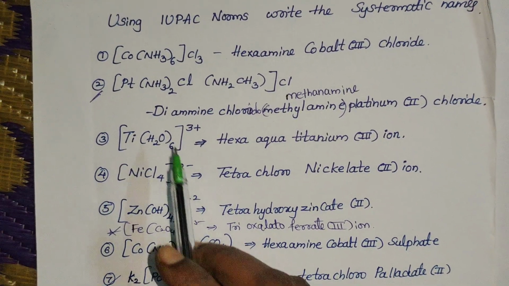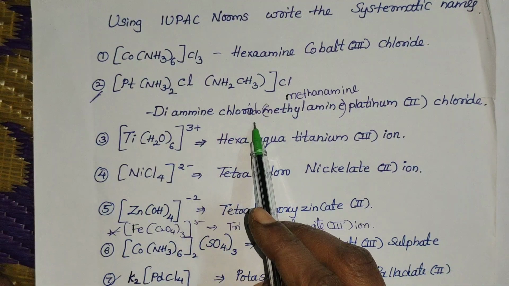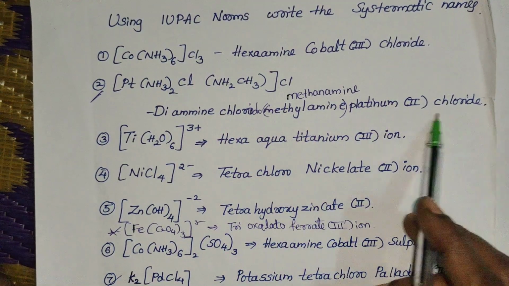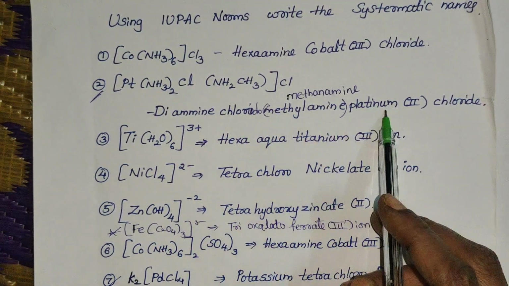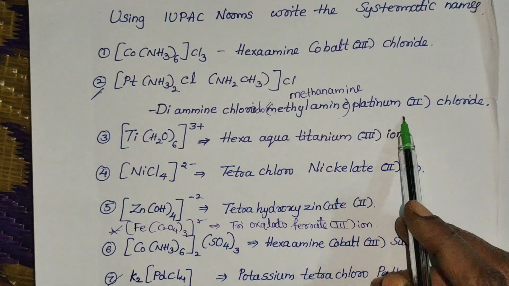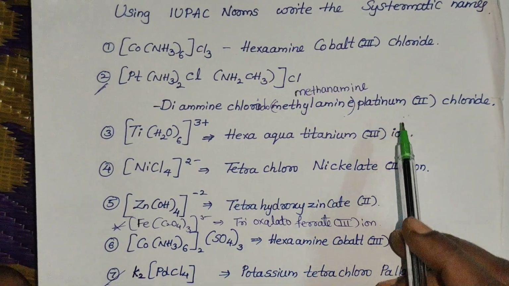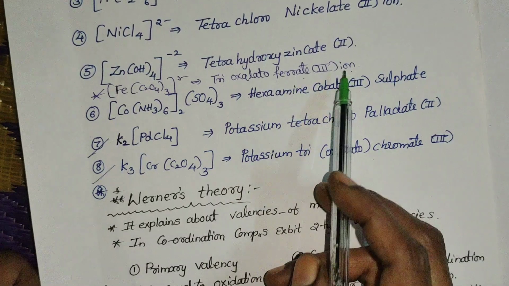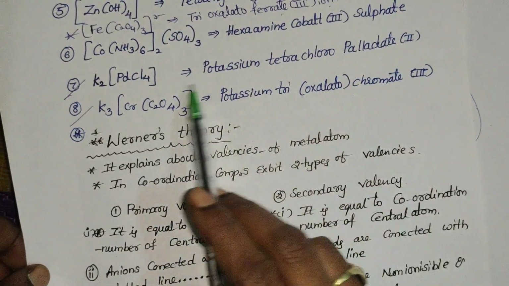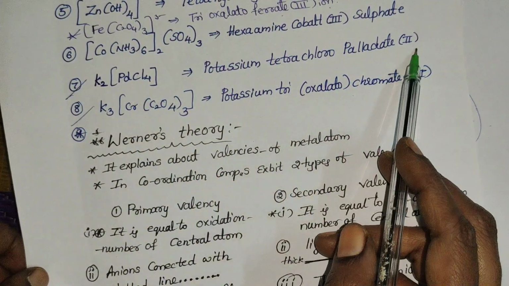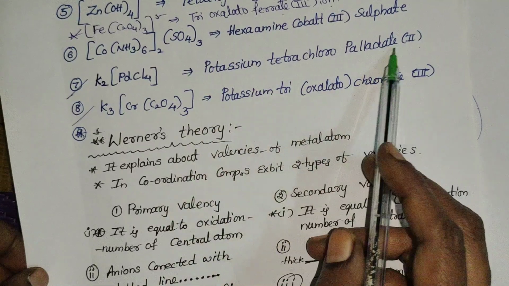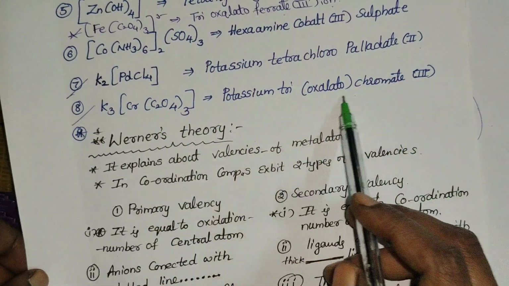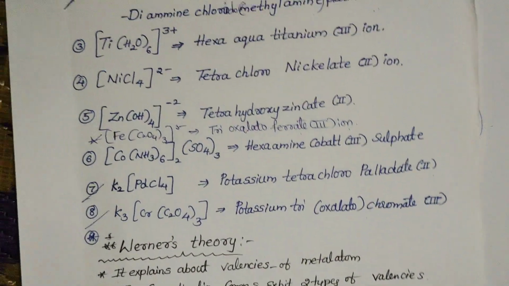And these are the examples once you check, especially diamminechlorido(methanamine)platinum(II) chloride, or else diamminechlorido(methylamine)platinum(II) chloride. Any name, both are correct. Next, another one is the trioxalatoferrate(III) ion. After that, potassium tetrachloropalladate(II). Sorry, now it is a complex, right? Potassium tetrachloropalladate(II). After that, potassium trioxalatochromate(III). Okay.